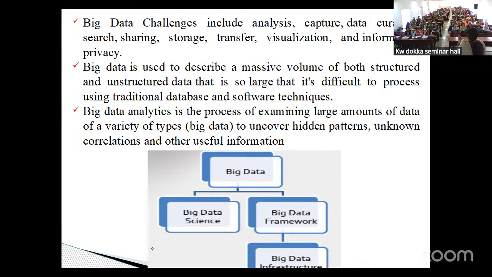Our data is a spreadsheet or our database, right? We take only non-redundant data. What is the redundant data? Redundant means duplicates. So it does not allow duplicates. Here, so data curation, whatever I want to search from the database, it allows searching, it allows sharing the data, storage of data, transfer of data, visualization and information, and it provides privacy. These are the challenges of big data analytics.